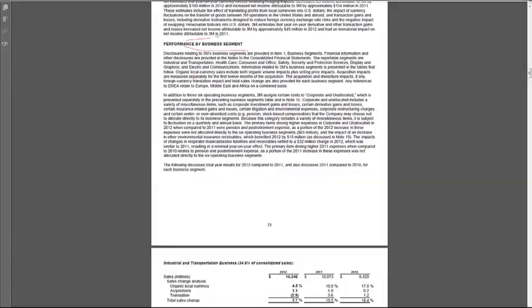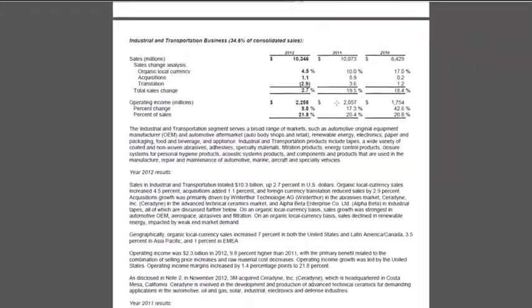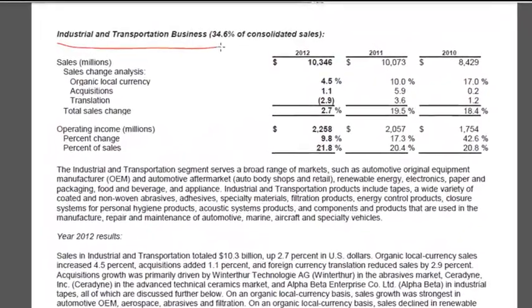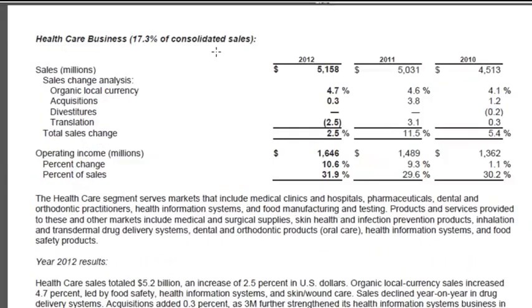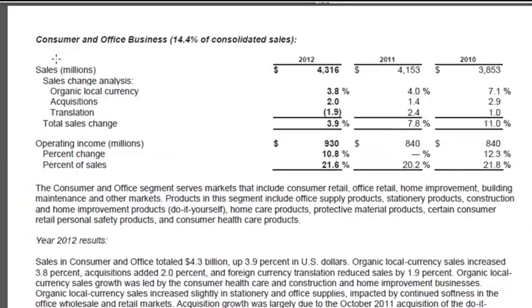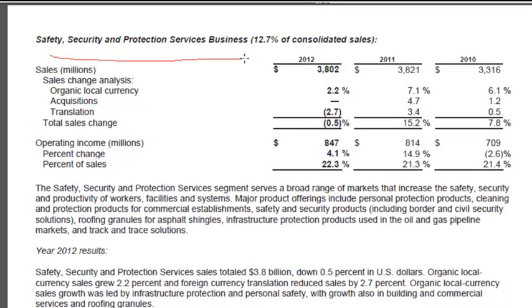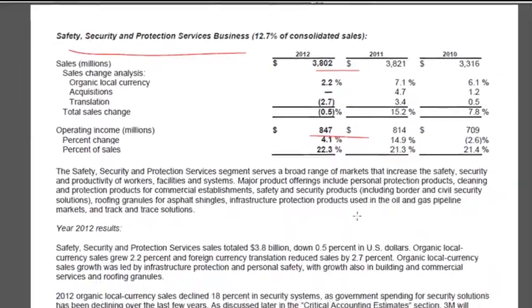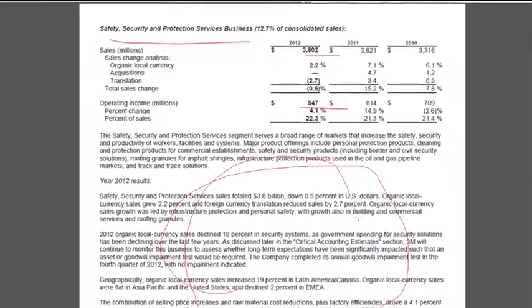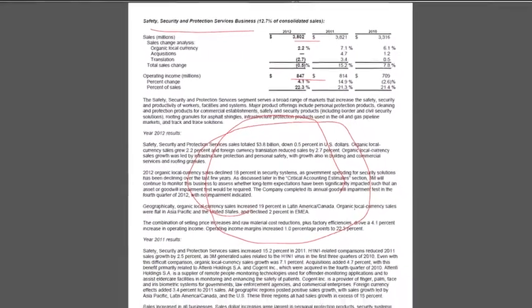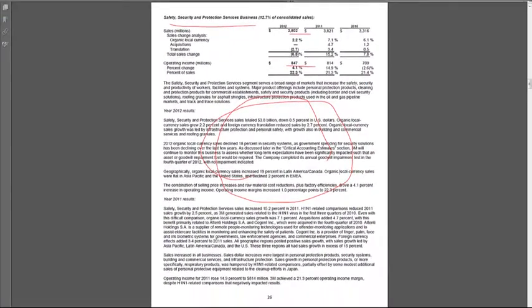And then as I mentioned, they go through each segment. For each segment, like industrial and transportation business, healthcare business, consumer and office business. So this is the Post-it note segment. Safety, security, and protection services. In each case, they're giving you the sales by the segment, operating income by segment, and some details about what happened. So we do actually get more of the information than we see in the income statement, but you have to dig into a different part of the report to find it.